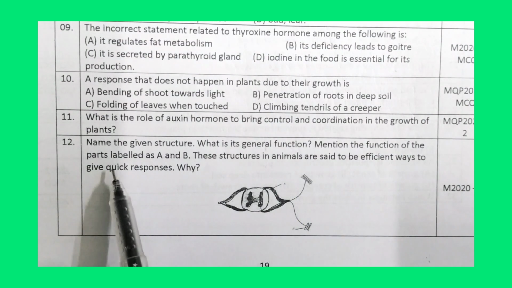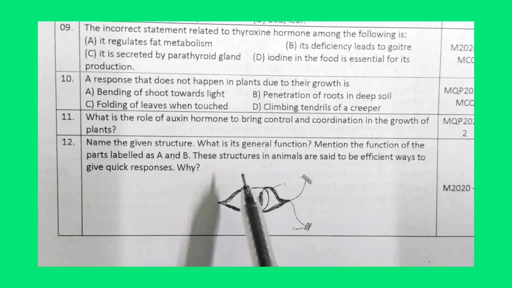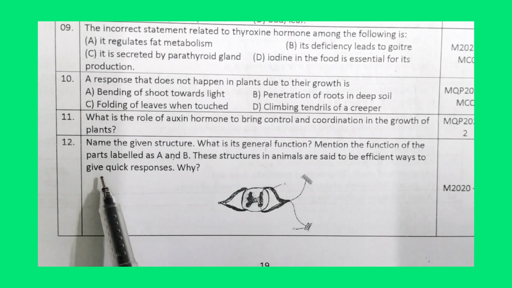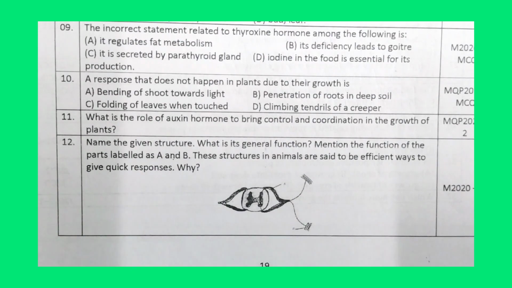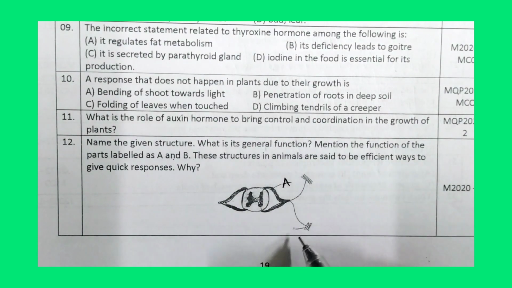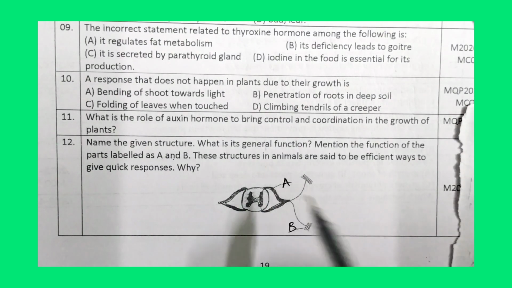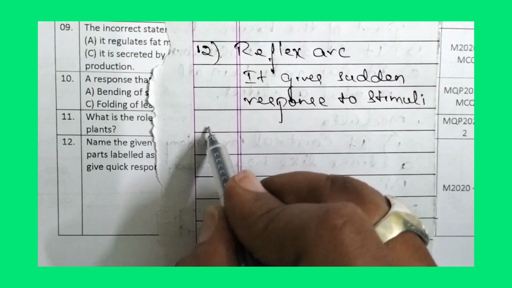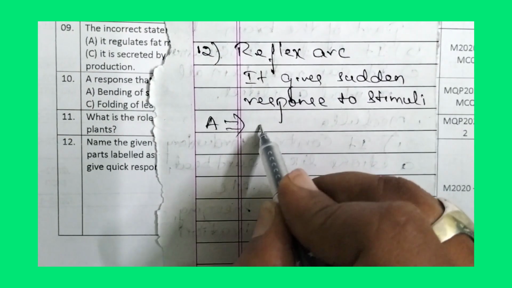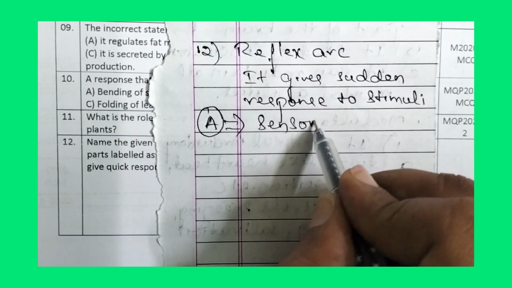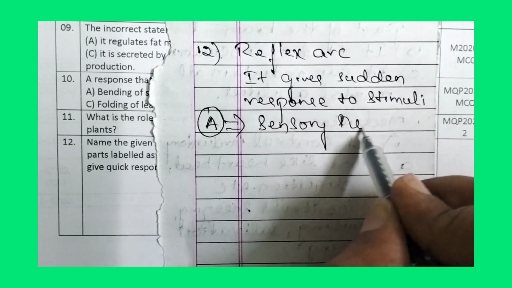Mention the function of the parts labeled as A and B. These structures in animals are said to be efficient ways to give quick response. Why? This is A part and this is B part. A is a sensory neuron.